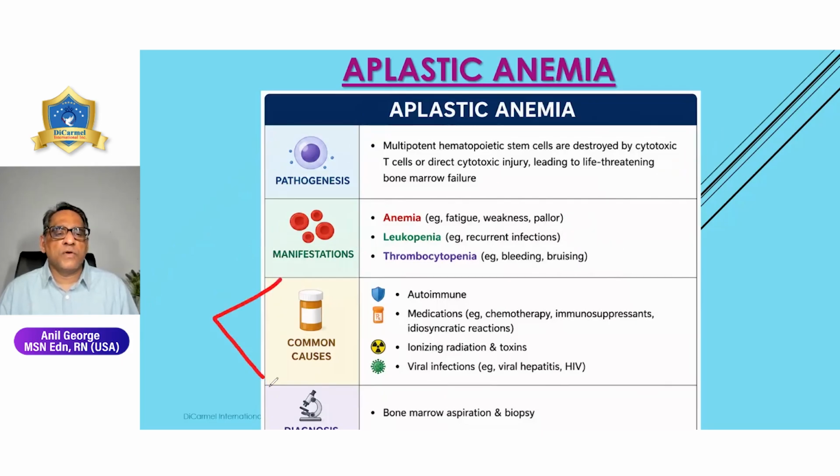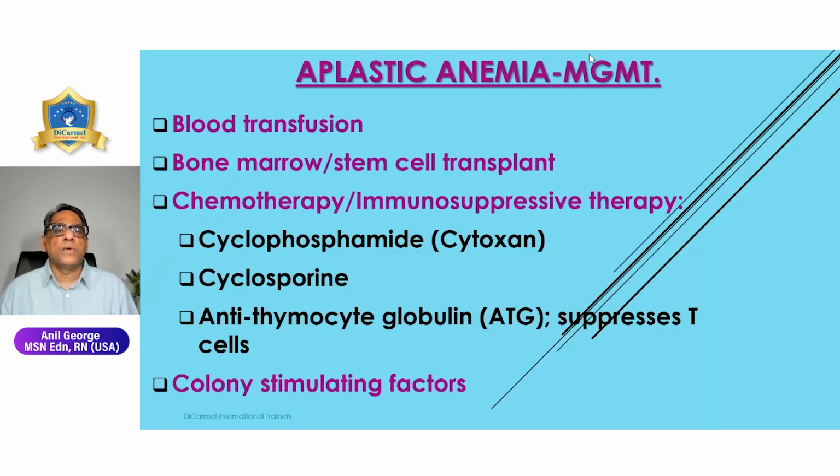Common causes, you already heard: autoimmune, medications like chemo, immunosuppressants, idiosyncratic reactions, ionizing radiations and toxins. Even viral infections like HIV and viral hepatitis can cause it sometimes as well. Diagnosis is by bone marrow aspiration and biopsy. Looking into the management, it is with blood transfusion. If they're severely anemic, they might need transfusion. We already have gone through full details about the transfusion.